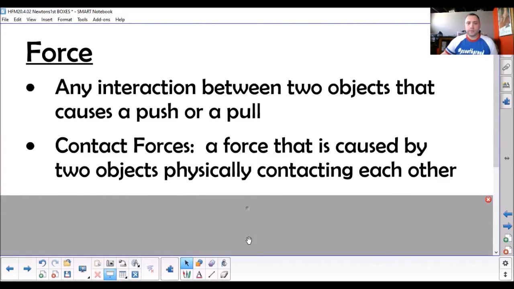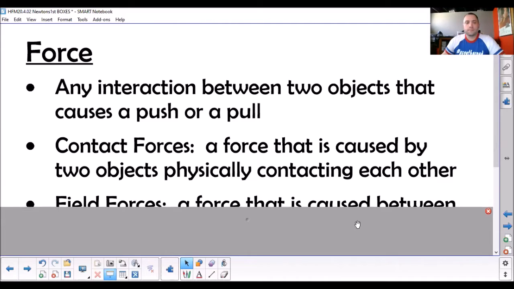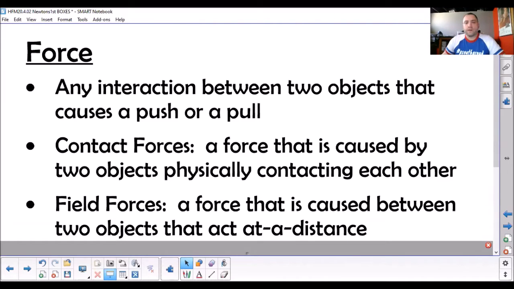And in general, we look at two types of forces. We look at contact forces. These are forces that are caused by two objects that physically come in contact with each other. So they are physically pushing on each other or physically pulling on each other. The other one is what we call field forces. These are forces that are caused between two objects that act at a distance. So these would be things that act on each other but from a distance.